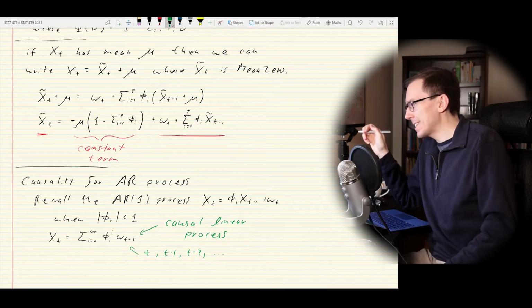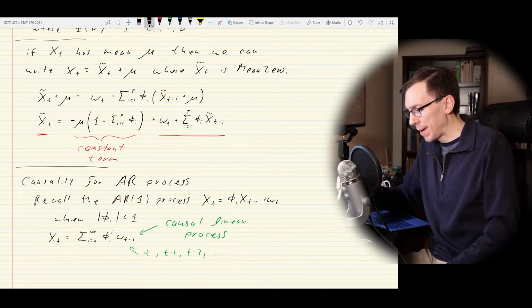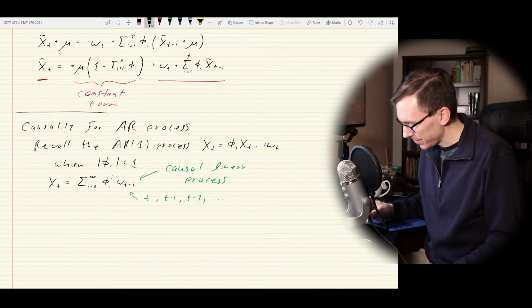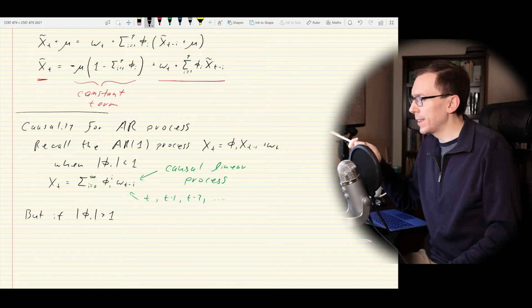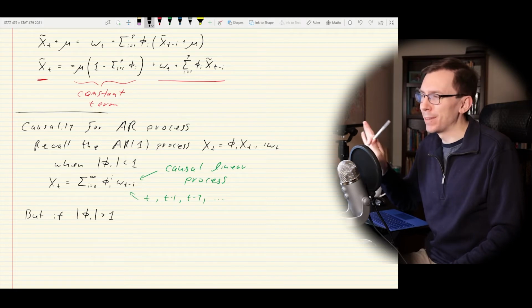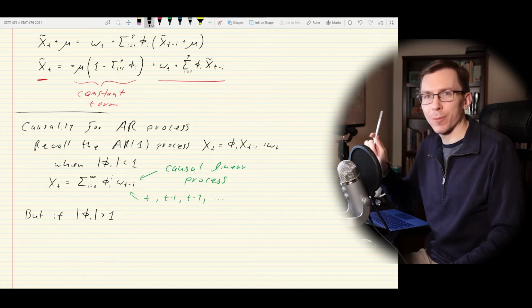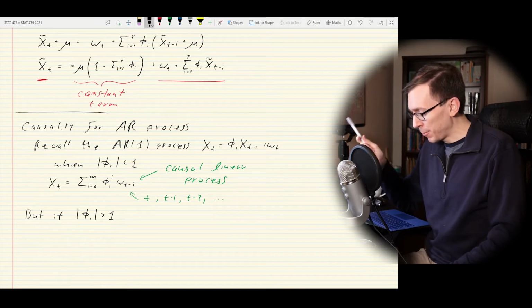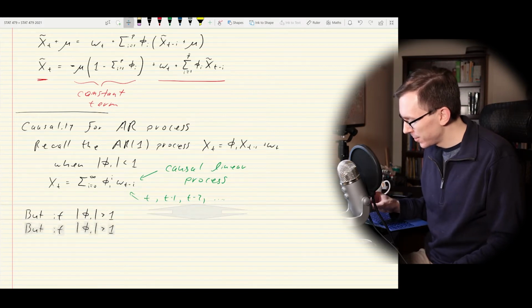So that's nice, but what happens when phi 1 is greater than 1 in magnitude? We'll say, but if my coefficient is greater than 1, well, we know from before that there's a problem. Actually, no, sorry, that's when phi is equal to 1. We know when phi is equal to 1, we have a random walk and it's not stationary. But we never really considered what happens when phi is greater than 1 in magnitude. So maybe I'll just squeeze that in.